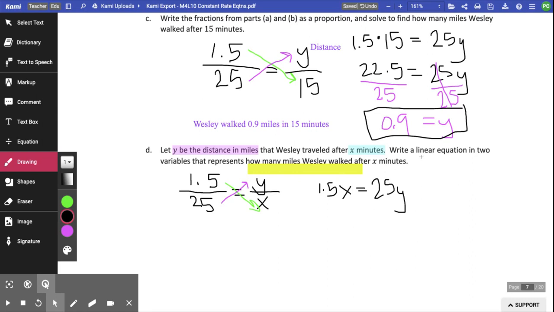Okay? Now here's the tricky part. Unlike part C, where we only had one variable, so we knew we could solve for that one variable, now we have an x variable and a y variable, and it's kind of tricky because we don't really know which one to solve for. You have to go back to the main question or directions, and it asks to write an equation that represents how many miles Wesley can walk after a certain amount of time. So what they really want to know is how many miles can he walk? That's their most important question.